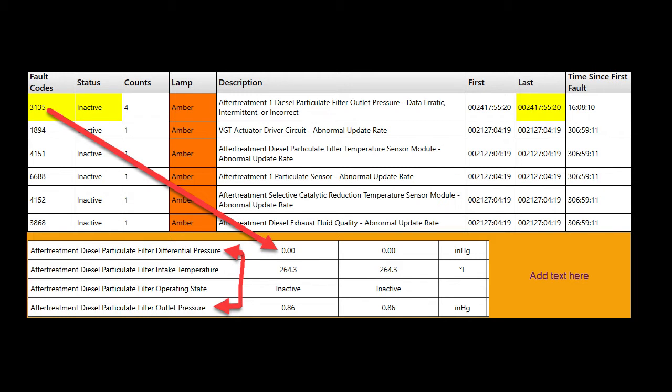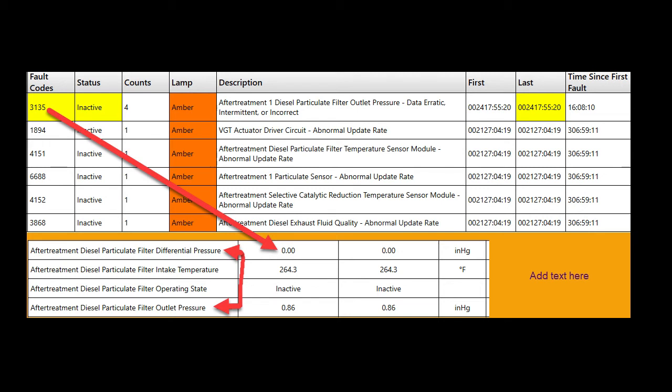Now, I've inserted a screenshot on the bottom of this. And notice your after-treatment diesel particulate filter differential pressure is zero, which it should be. But on the bottom, the diesel particulate filter outlet pressure is 0.86. It should be zero because the engine wasn't running at this point. So right here, I can see where the outlet filter pressure part of the sensor has failed and is sending a signal that's not accurate.